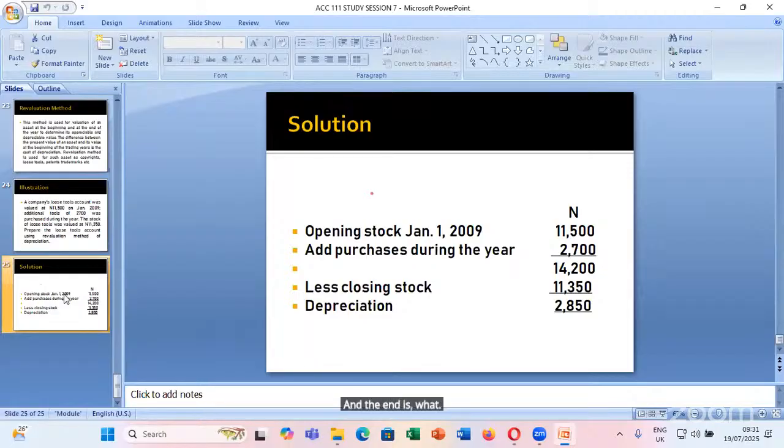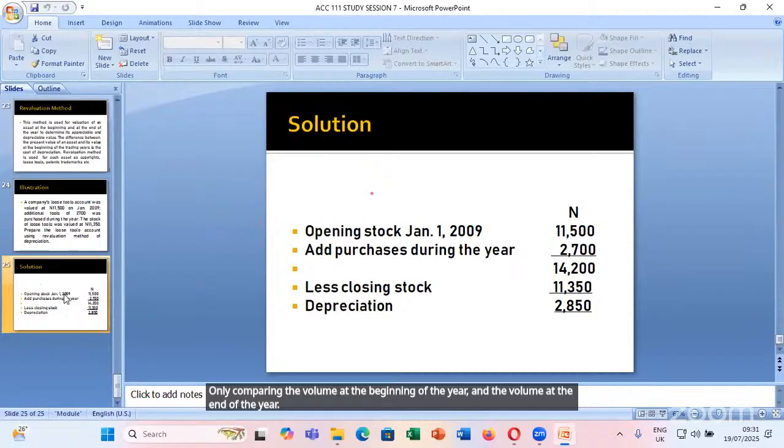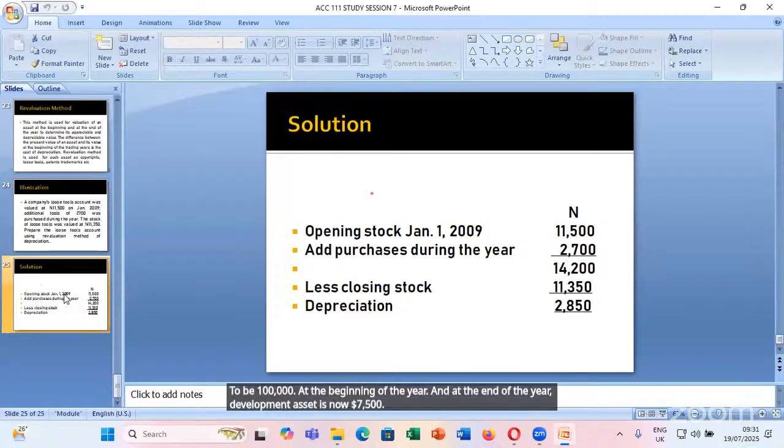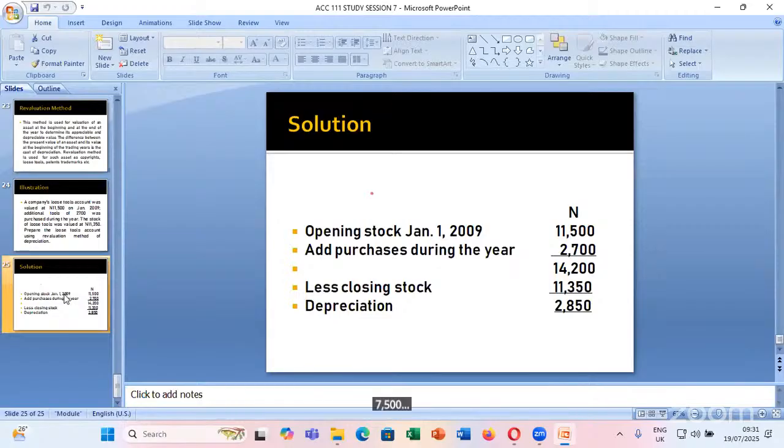So in this, we call them intangible assets because you cannot feel them. We are only comparing the value at the beginning of the year and the value at the end of the year. The difference is your depreciation. If I have the value of an asset to be 100,000 at the beginning of the year, and at the end of the year, the value of the asset is now 75,000. The value at the beginning is 100,000. The value at the end is 75,000. What is our depreciation?